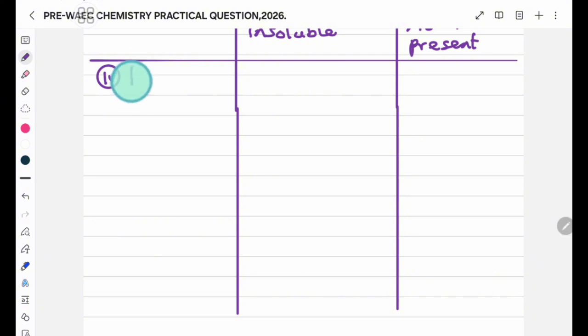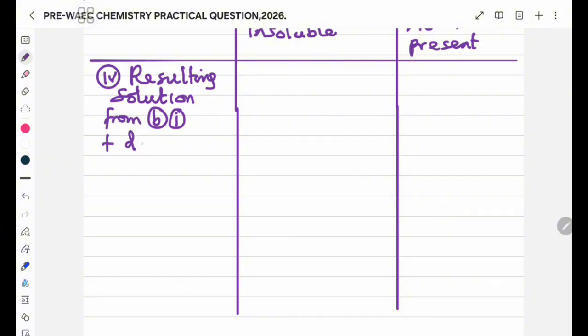Now, the resulting solution from Bi above, we are to add dilute HCl. Sometimes they can ask you to add dilute H2SO4. They want to confirm something. This test is a confirmatory test. We want to confirm whether it is lead-2 ion or aluminum ion that is present in that salt, the inorganic salt.